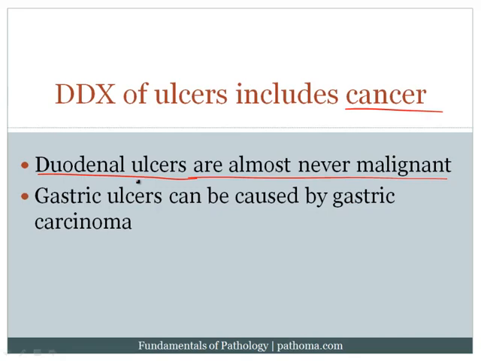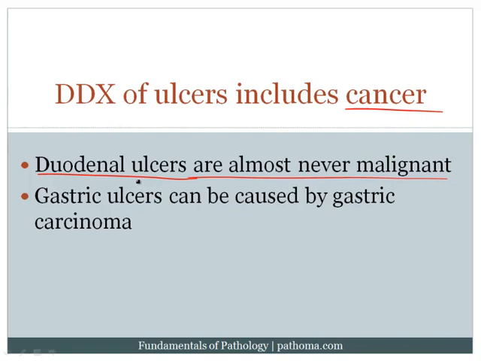When you think about the cancers that you study in the GI tract, you study esophageal cancer, stomach cancer, colon cancer. You haven't really studied a lot about small bowel cancer, and that's because duodenal cancer is very, very rare. So duodenal ulcers are almost never malignant, and they're usually not biopsied. So we don't necessarily have to worry about that when we think about the differential diagnosis of cancer. And of course, most peptic ulcer disease is duodenal.